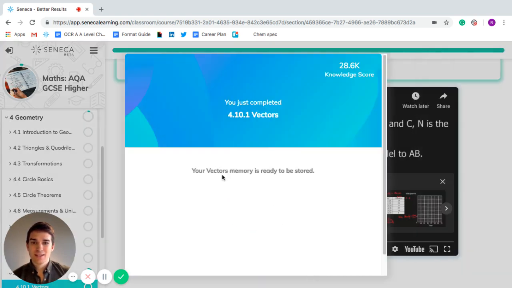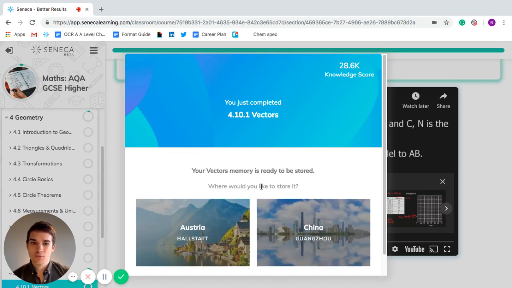And that's the end, and I got 100%, which is fantastic, and I've earned a memory, and I'm going to go for Hallstatt in Austria.